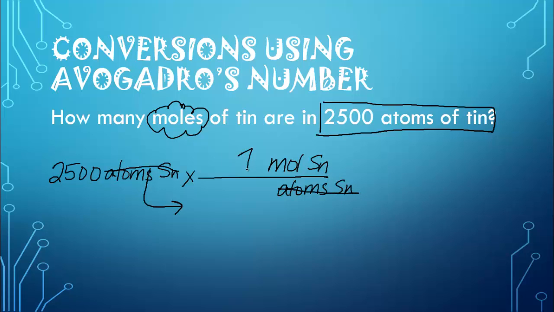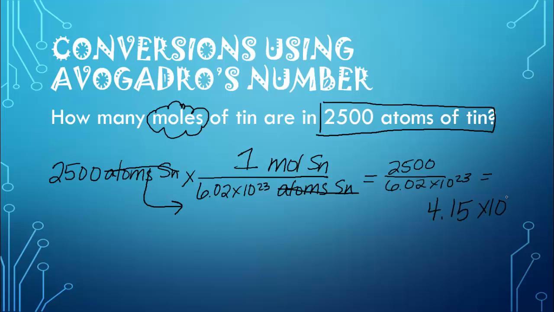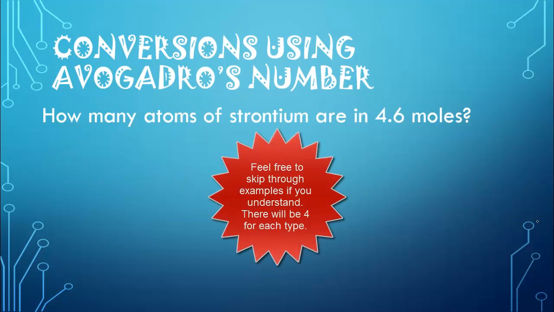Atoms cancel, 1 mole on top, 6.02 times 10 to the 23rd on bottom. And we do the math, so 2,500 divided by 6.02 times 10 to the 23rd, and that gives us 4.15 times 10 to the negative 21st moles of tin. Last example, how many atoms of strontium are in 4.6 moles?